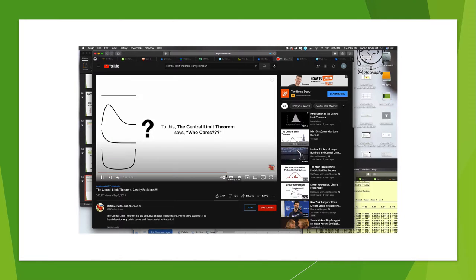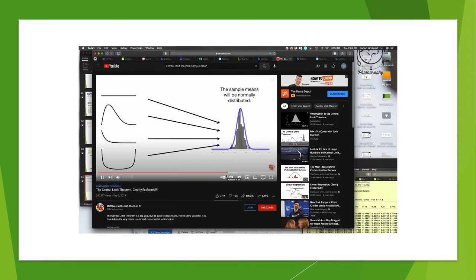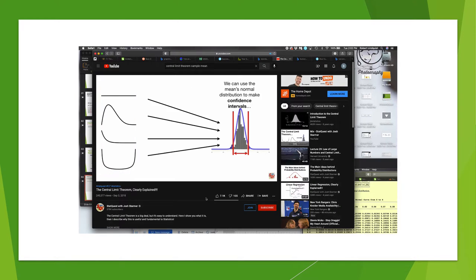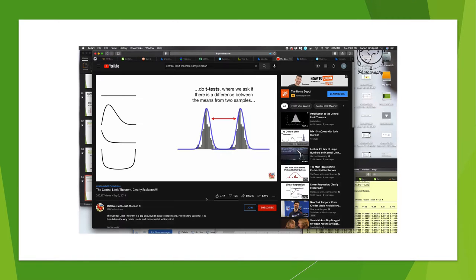Who cares? The sample means will be normally distributed. That's big. Whatever you start with, you can use this formula. Because the sample means are normally distributed, we don't need to worry too much about the distribution that the samples came from. We can use the means' normal distribution to make confidence intervals, do t-tests where we ask if there's a difference between the means from two samples, and ANOVA, where we ask if there is a difference among the means from 3 or more samples. Pretty much any statistical test that uses the sample mean.